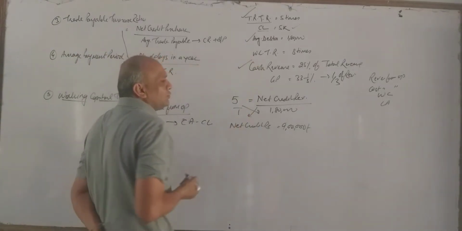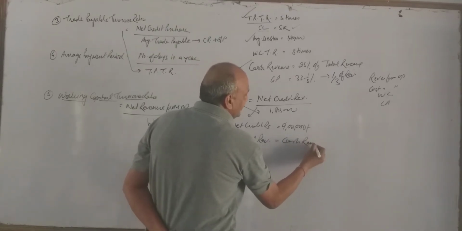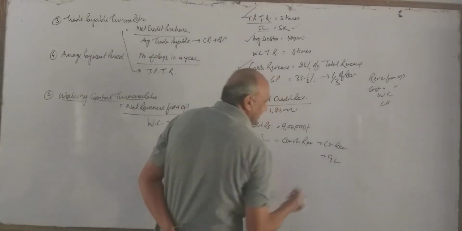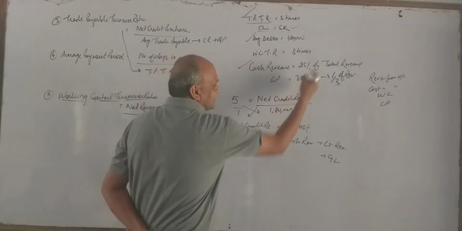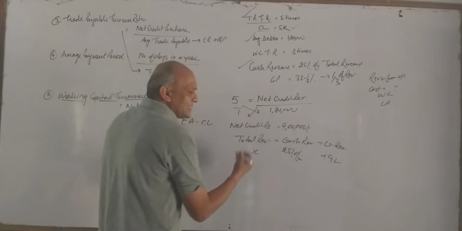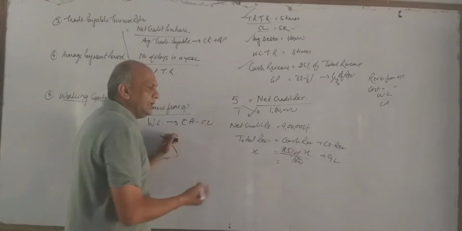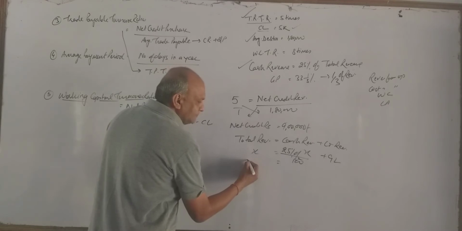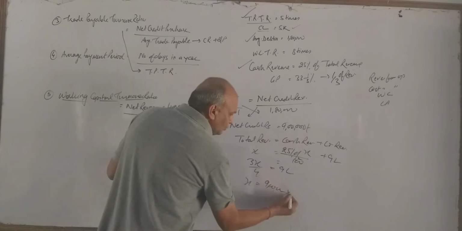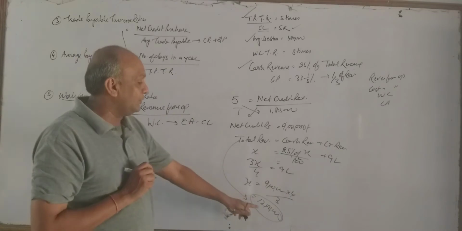Now we are given information related to cash revenue also. Let us write total revenue is equal to cash revenue plus credit revenue. Credit revenue is given to us, 9 lakh. And what about cash revenue? 25% of total revenue. Total revenue is not given, so let us assume it X. So 25% of X, 25 into X upon 100, X by 4. X by 4 will come to this side, so it will be 3X upon 4 is equal to 9 lakh. X is equal to 9 lakh into 4 upon 3. So it comes to 12 lakh rupees. So what is your total revenue? Total revenue is 12 lakh rupees.